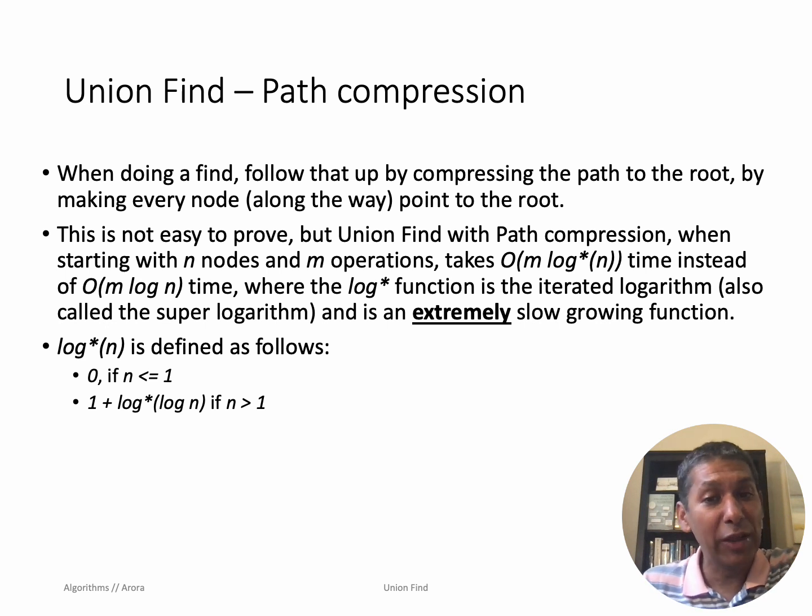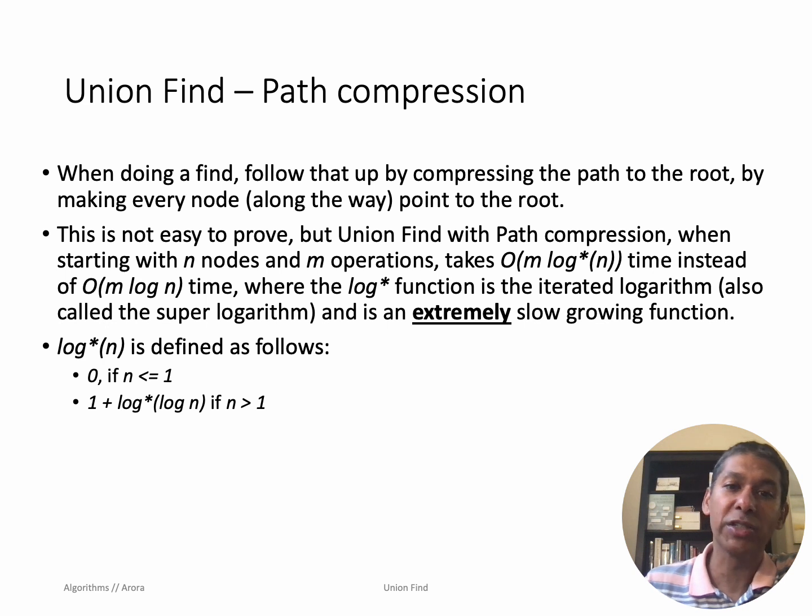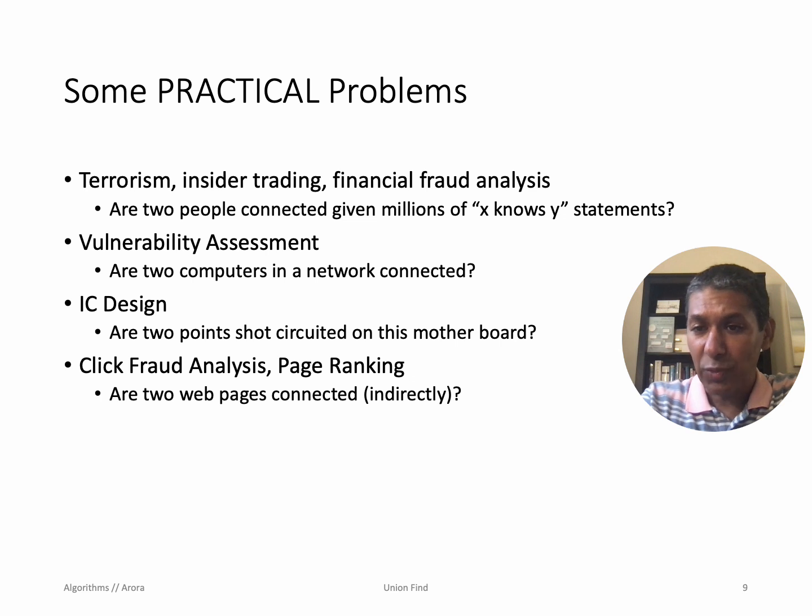Even without path compression, we already had log n, but with path compression, the total time actually decreases to log star n. Now what's log star n? Log star n per operation, roughly speaking. Log star n is the iterated log, also called the super log. It's an extremely slow growing function, defined as 0 if n is less than or equal to 1, otherwise 1 plus log star of log of n. It has very interesting properties. So that's the trick of union find.